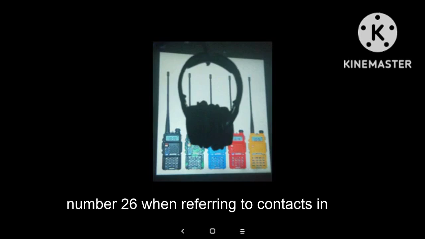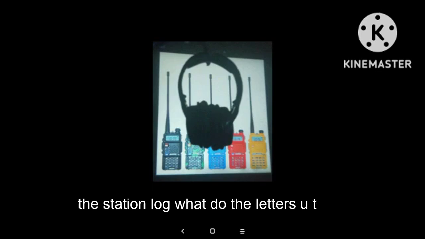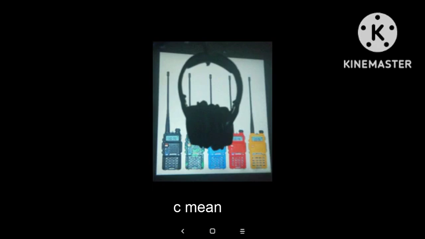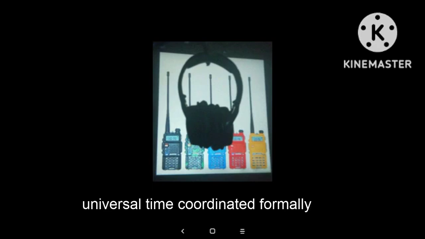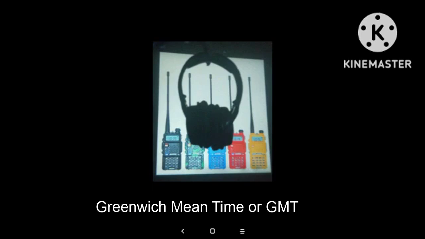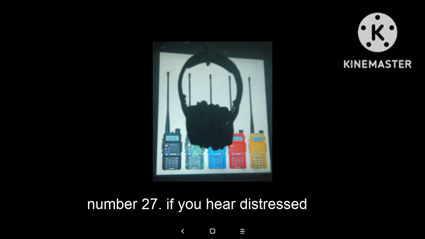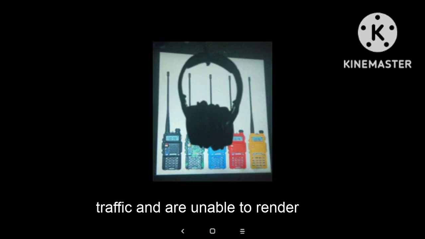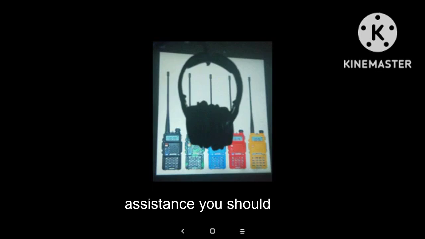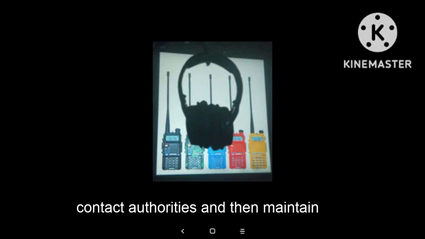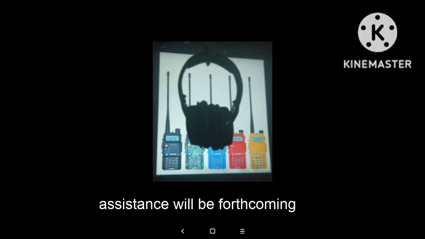Number 26. When referring to contacts in the station log, what do the letters UTC mean? Universal Time Coordinated, formerly Greenwich Mean Time, or GMT. Number 27. If you hear distress traffic and are unable to render assistance, you should contact authorities and then maintain watch until you are certain that assistance will be forthcoming.